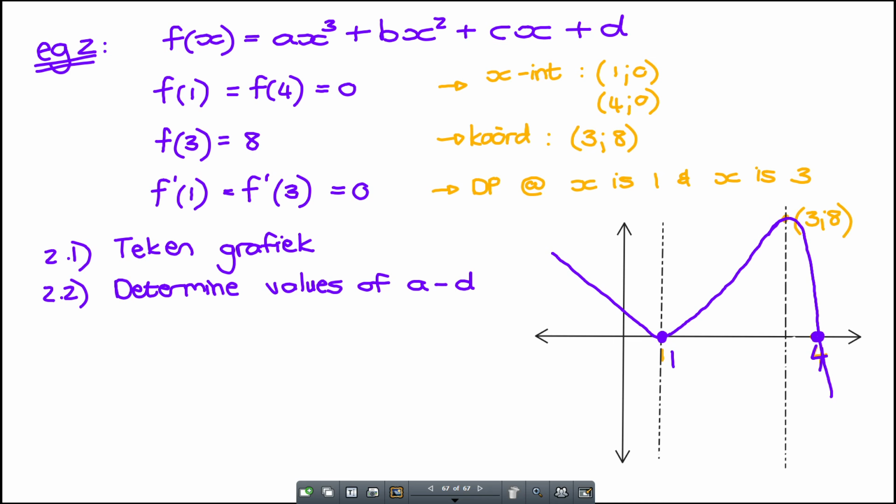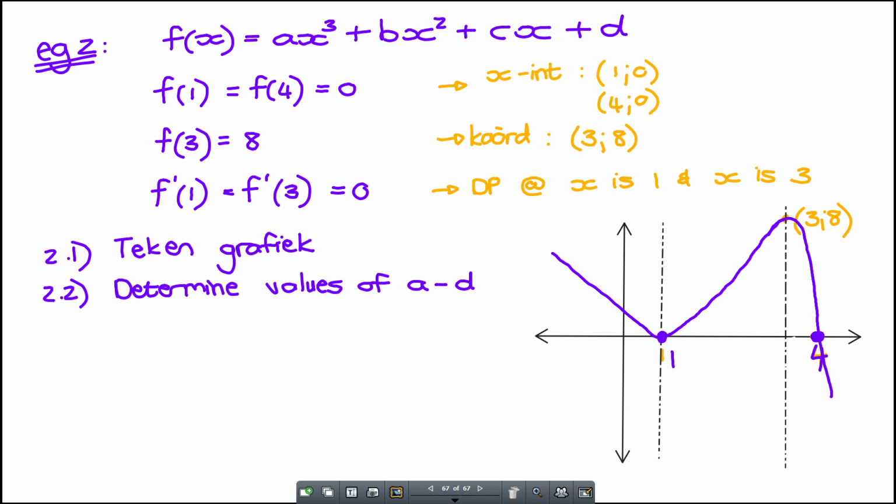Huh? Ek weet nie. Blink once for yes, blink. Okay, so any questions here? Okay, now we've drawn our graph. Now we'll get at 2.2, determine the values of A to D.